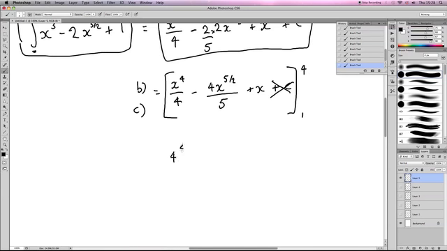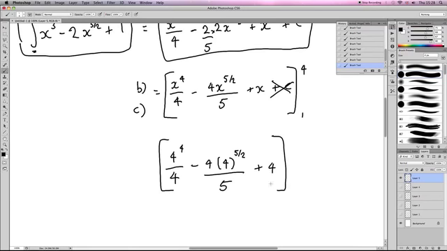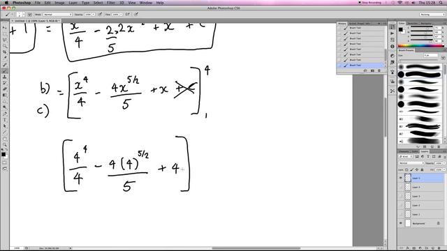So you want to do 4 to the power 4 over 4. That's a lot of 4s. Minus 4 times 4 to the power 5 over 2 divided by 5, plus 4. So that would be one of your values. I call that the upper value.